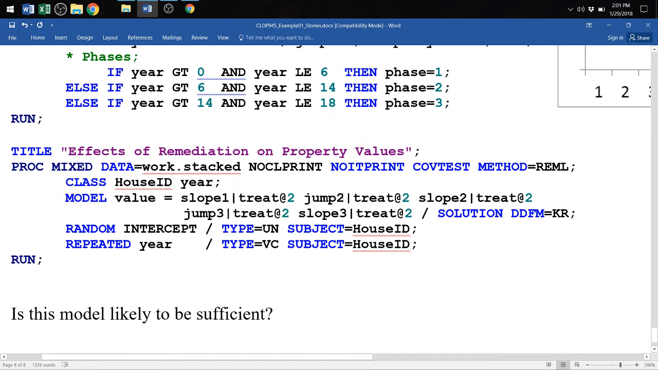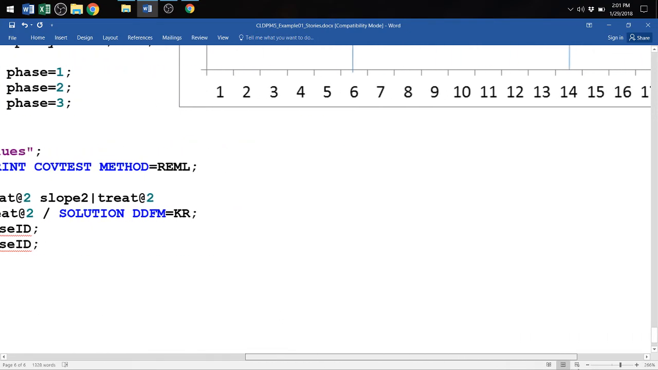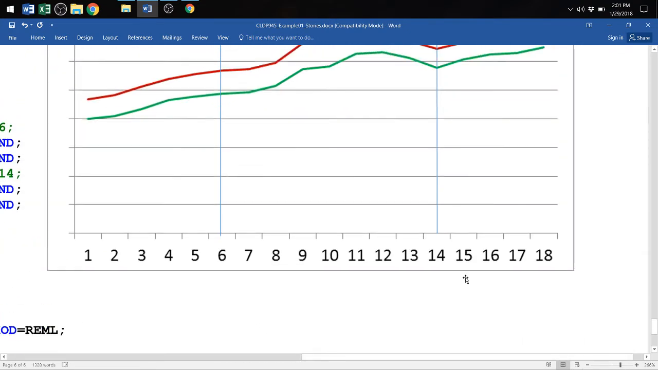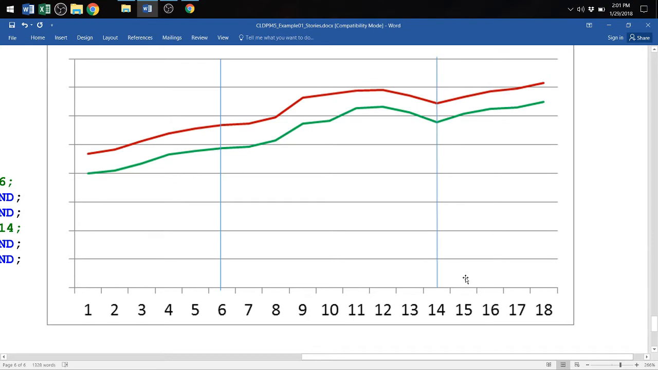Slope 1, jump 2, slope 2, jump 3, slope 3, each of which is interacting with treatment, which in this case is whether the house was remediated, whether it was treated. So you can guess what happened probably staring at the pictures. Does it look like there's any need for a jump? Not at 6. That looks pretty darn continuous to me.